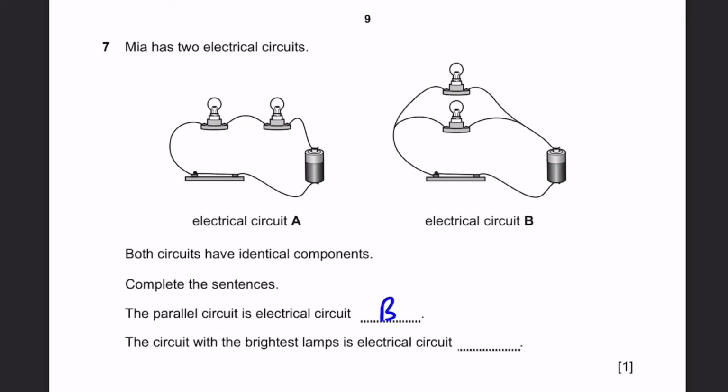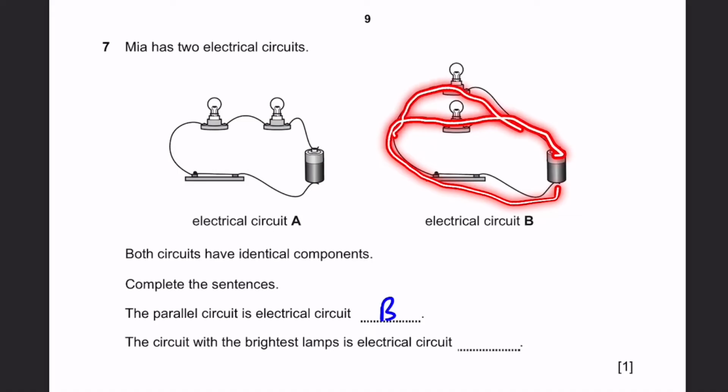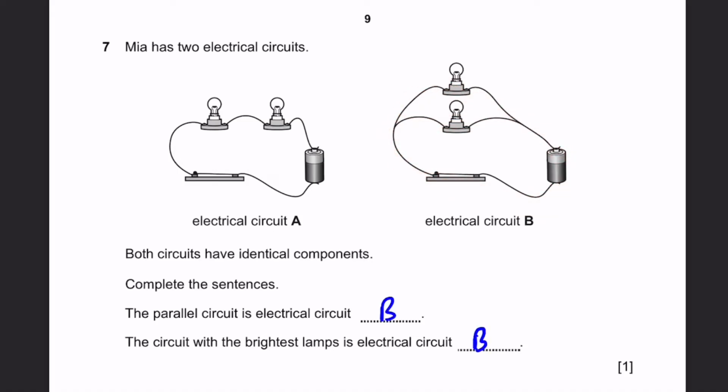If you want an even easier explanation, these 2 lines are parallel, right? The coil wire lines. And then the circuit with the brightest lamps is electrical circuit dash. Well, a circuit which has only one light in one wire will obviously have these 2 lamps brighter than 2 lights in one wire, right? Since the power has to be divided equally between these 2. For these 2, the power can be completely passed through to both. So the answer is B again.